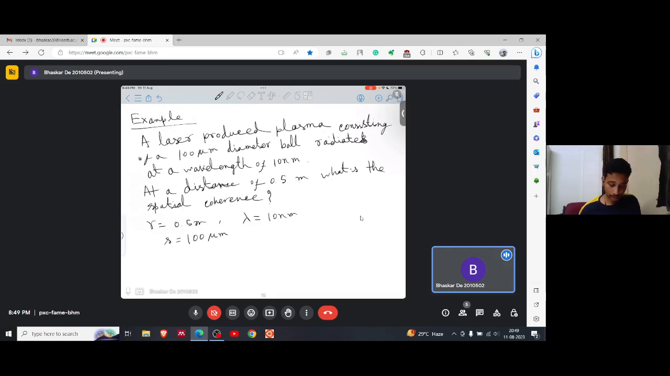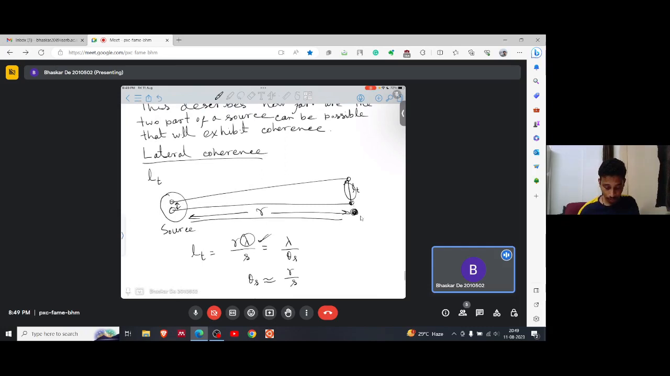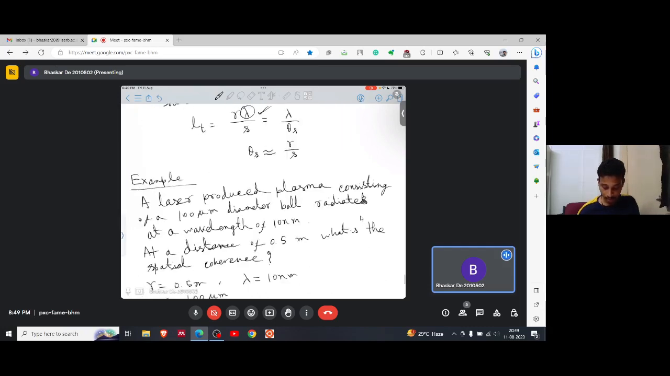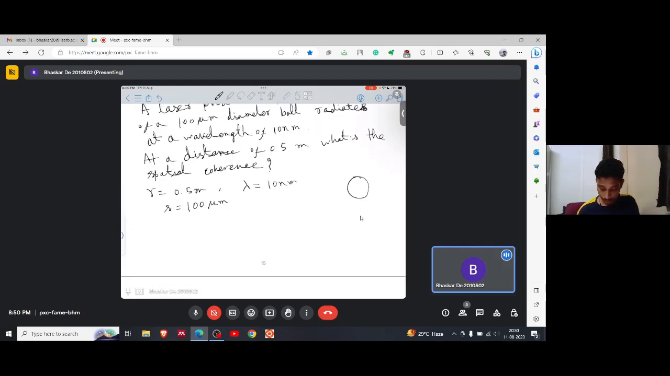The point of taking S as 100 micrometer is basically here we are thinking of two parts of the source like this, situated at a distance S from each other. Here we are thinking of a 100 micrometer diameter ball. So the ball is like this, and by taking S equal to 100 micrometer we want to see if these two points, the two extreme points of the source, are coherent or not.